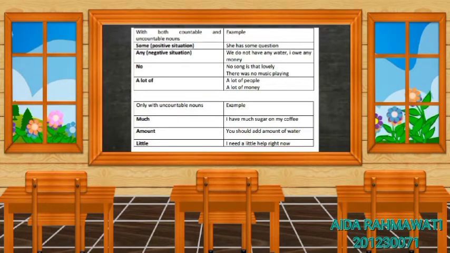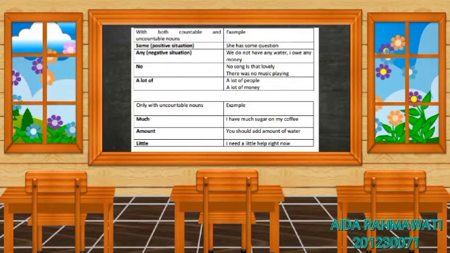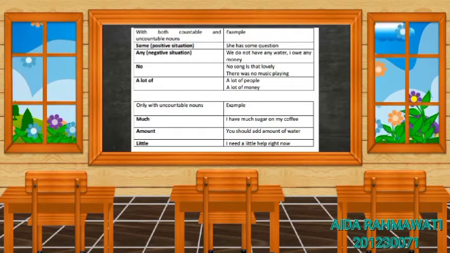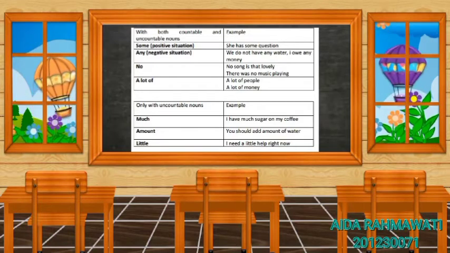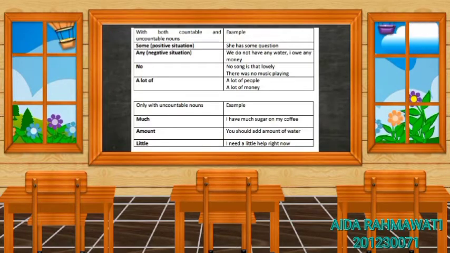Next, only with uncountable nouns. First, much. For example, I have much sugar in my coffee. Second, amount. For example, you should add an amount of water. The third, little. For example, I need a little help right now.